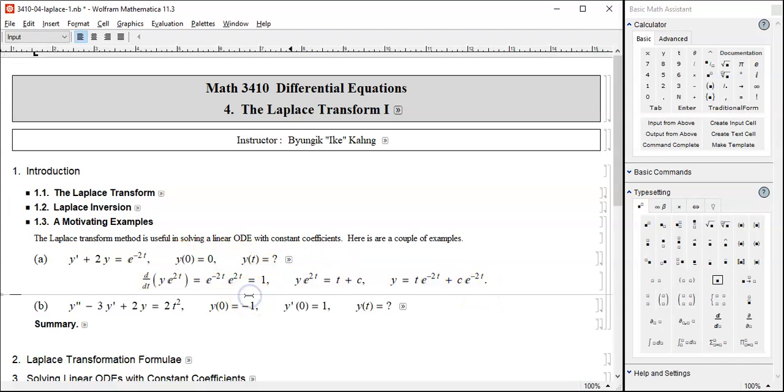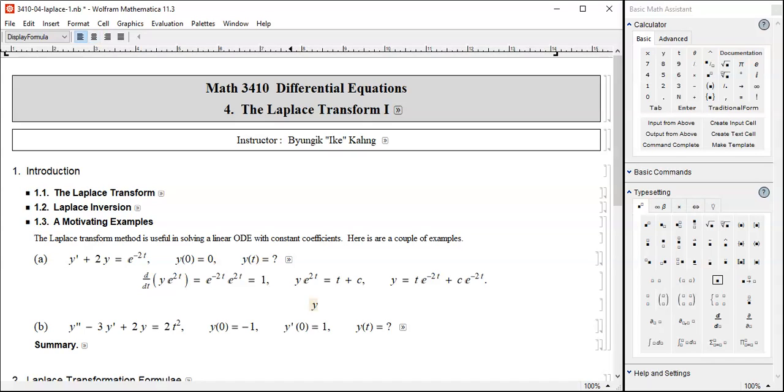y of 0 is 0, so plug in 0: I get 0 times 1, so that's 0, and then we have c times 1, and that's 0. Okay, c is equal to 0, so that part drops out. Therefore, y is equal to t e to the negative 2t.